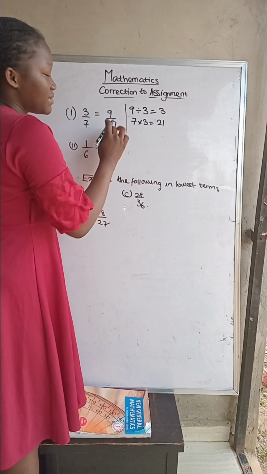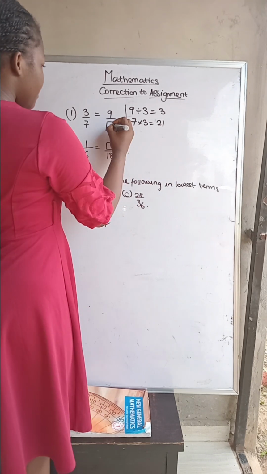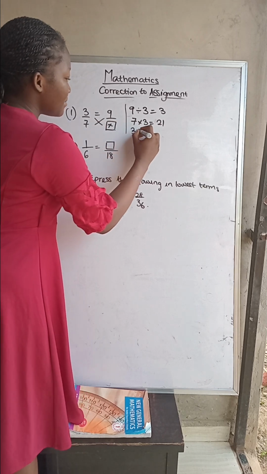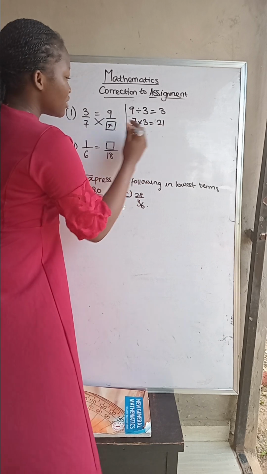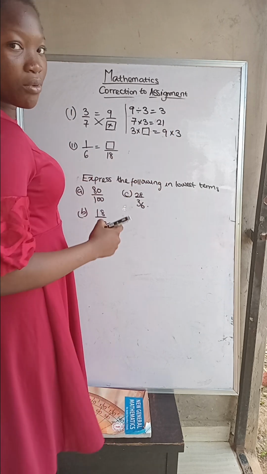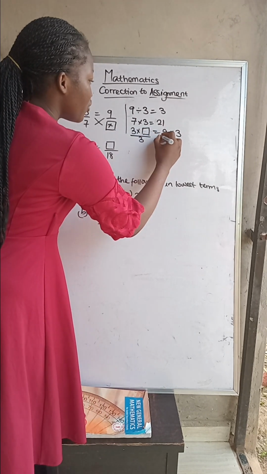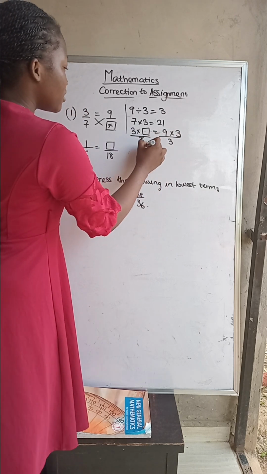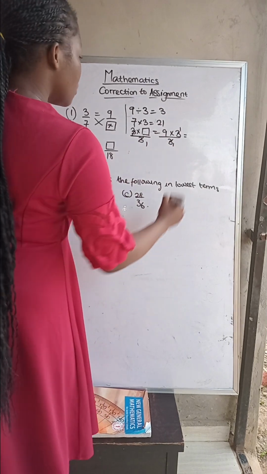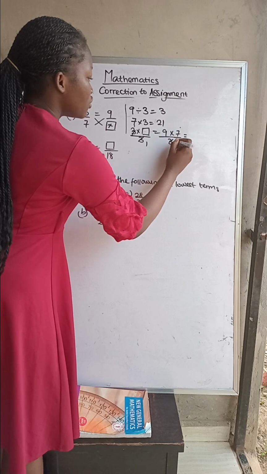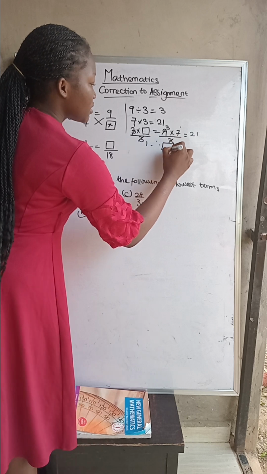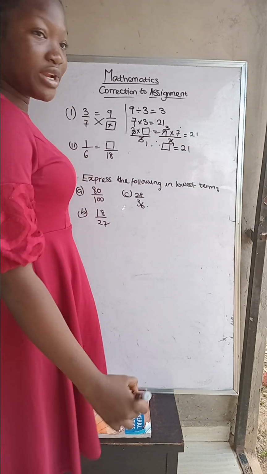Now, this place that is missing, you represent it as x. Now, you cross multiply. So it will become 3 times x, or if you don't want to represent it, you just say 3 times box is equal to 9 times 7. And you know we're looking for box, right? So you divide both sides by 3 so that it will remain only the box. So 3 here, 3 here. So we have 7 times 3, that's 21. So therefore, box is equal to 21. Do you understand that? That's another method.